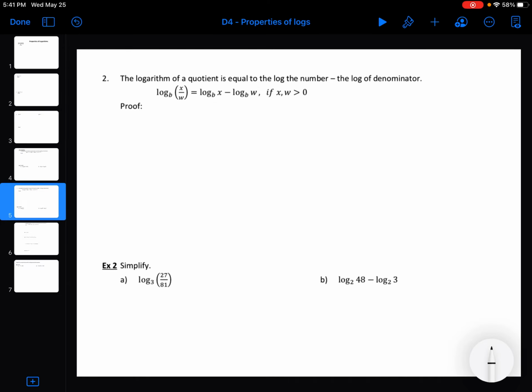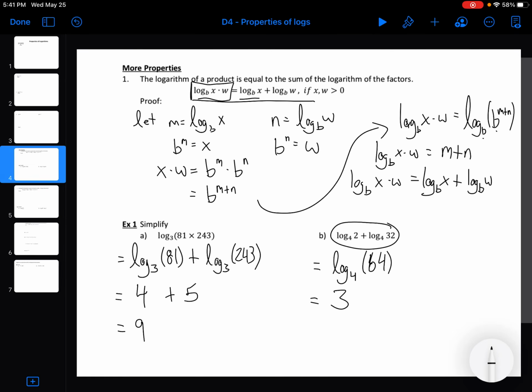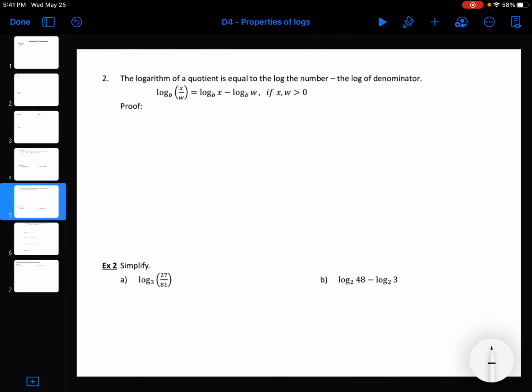All right. Now we're going to use the same process for this one. I'm going to skip ahead to this value right here. I don't want to go through the whole thing again. So we're going to have that x over w is equal to b to the m over b to the n. We've got the same values that we had before. That's all going to be equal to b to the m minus n. That's exponent laws. We're just subtracting our exponents.